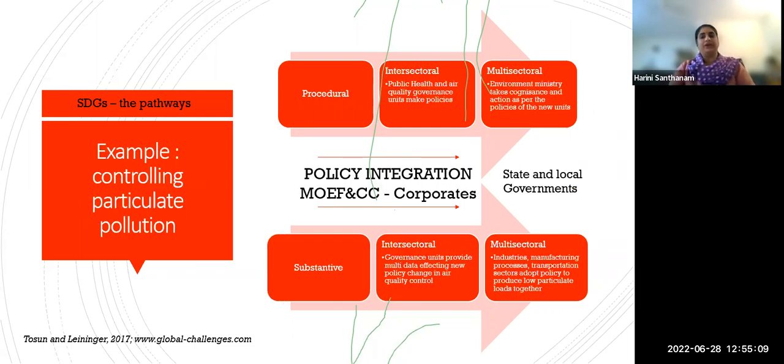Now I'm going to explain this with an example. So let us take the example of controlling particulate pollution. Okay, so this is our challenge to achieve SDGs by controlling particulate pollution. There are several SDGs we can achieve. Let us take public health. For a procedural aspect, we say that the public health issue is a cross-cutting issue.